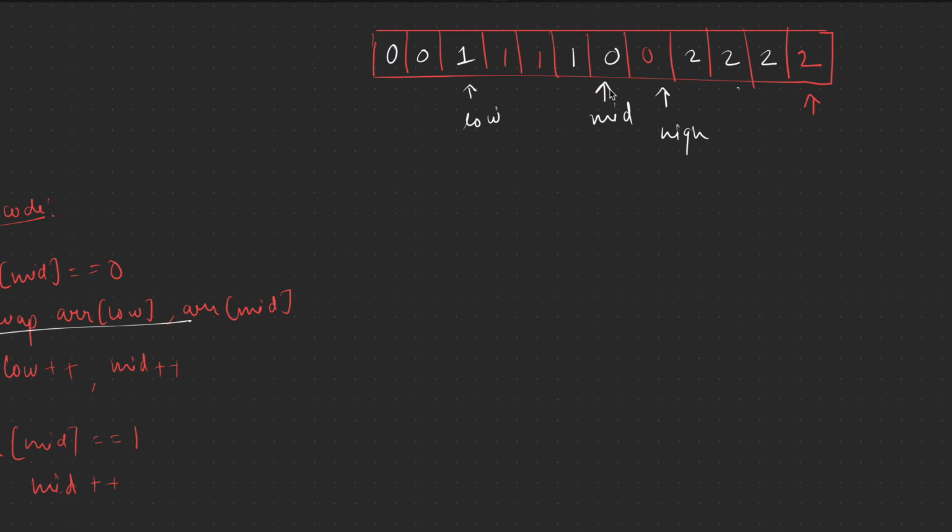So mid and high are like this. Now array of mid is 0. What do we do? We swap with the low pointer. Now this will become 0, this will become 1, and we will increase both low and mid. Again it is 0, so what do we do? We swap it with low. So this will become 0 and this will become 1. Low increases and mid increases.